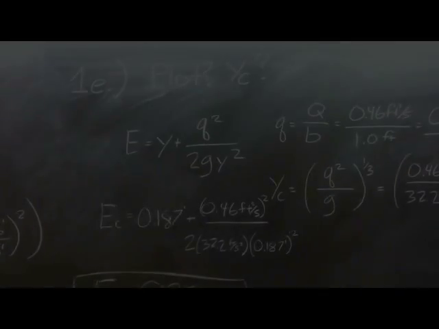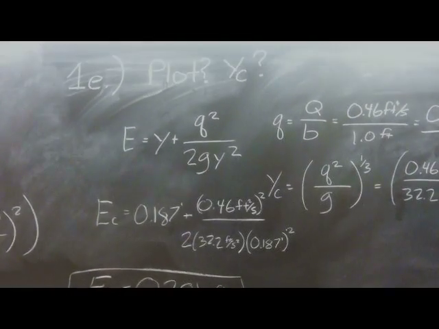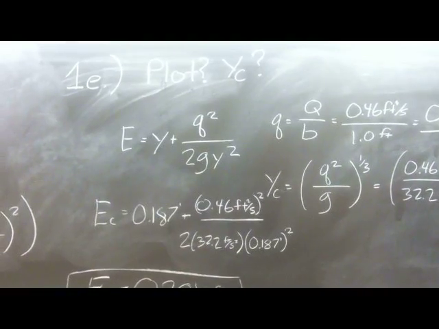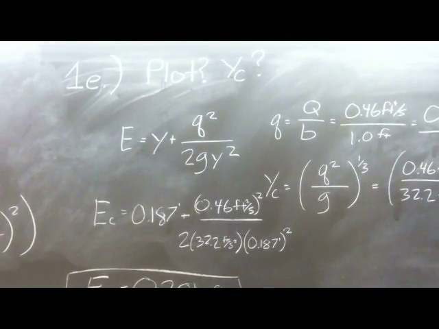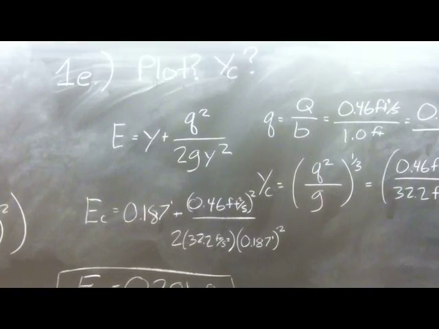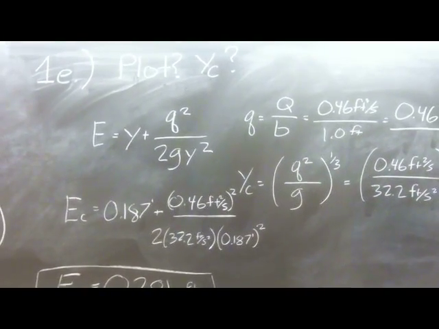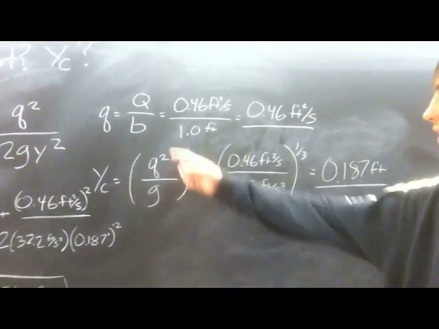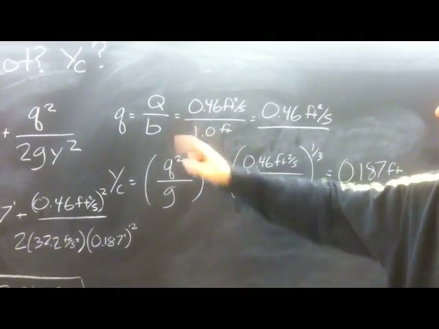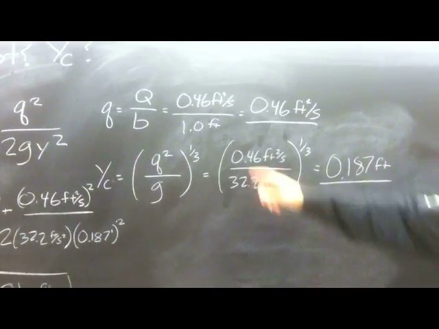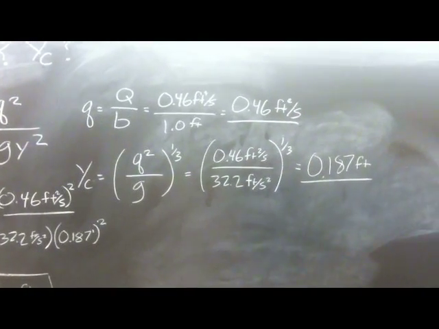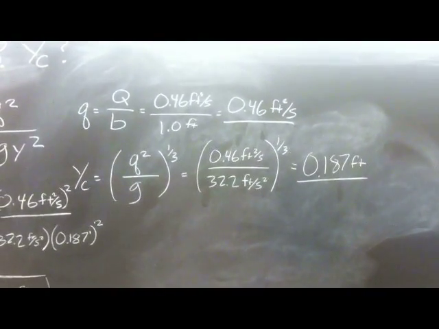For question 1e, you have to find the critical depth, and then you have to plot the whole specific energy equation. We start off by trying to find the critical depth. In order to find the critical depth, we must find the flow per unit width. To find that, you take Q, which is the flow rate, over B, which is the width of the channel. Plugging those numbers in, you get 0.46 feet squared per second.